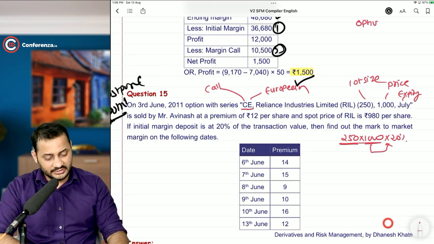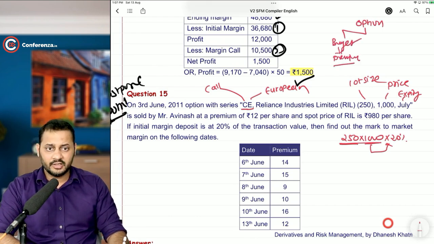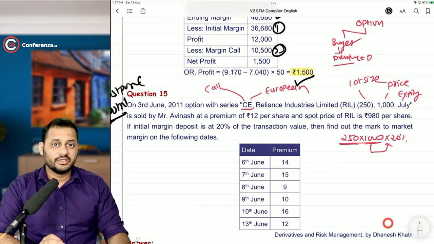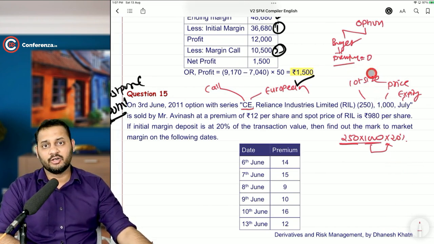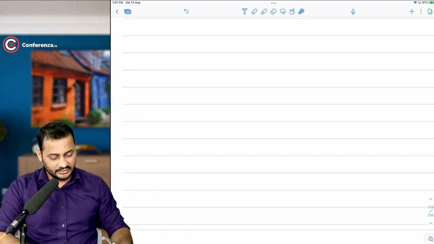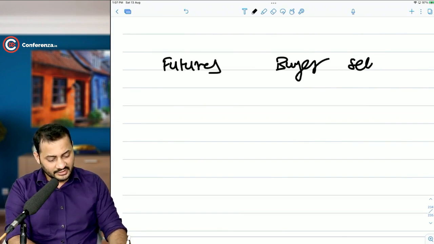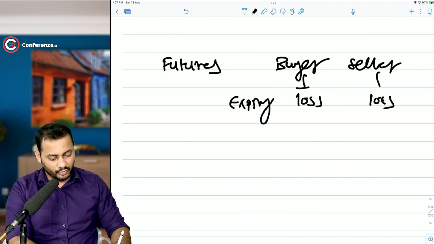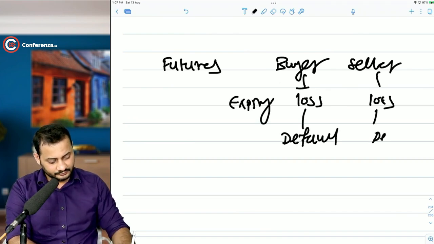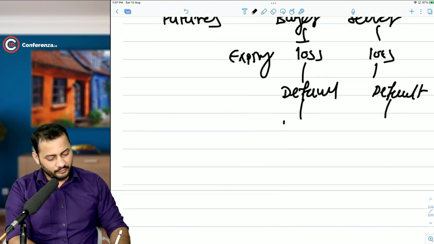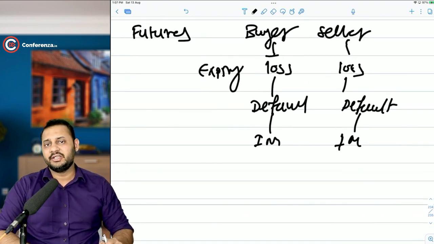So in options, what happens is that the maximum expense of the buyer is only the premium, right? And which is being paid by the buyer at the very beginning itself. So there is no risk of default from the buyer of the option in an options contract. What used to happen is that, let me just explain this to you. In futures, buyer and seller both can have loss at expiry, right? That means both can default at expiry. That's why both were expected to pay initial margin. So both had to deposit the initial margin in futures.